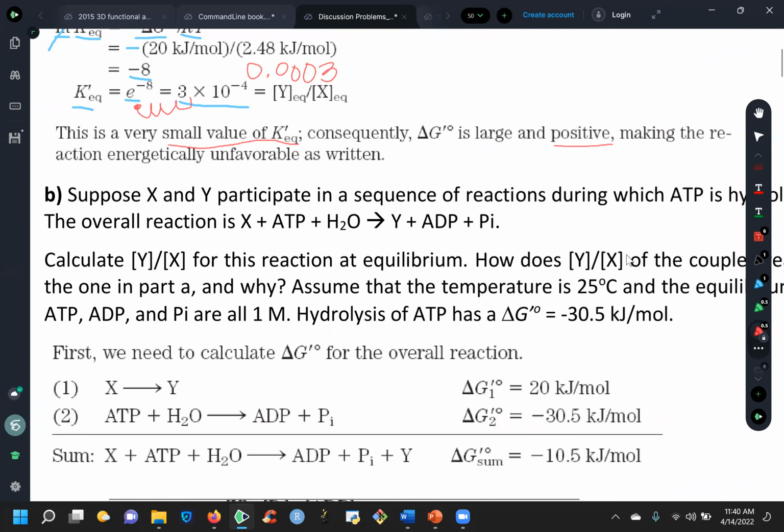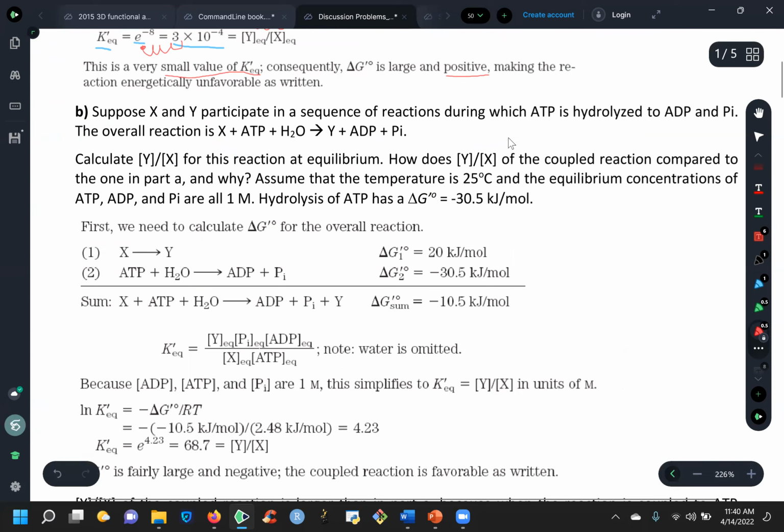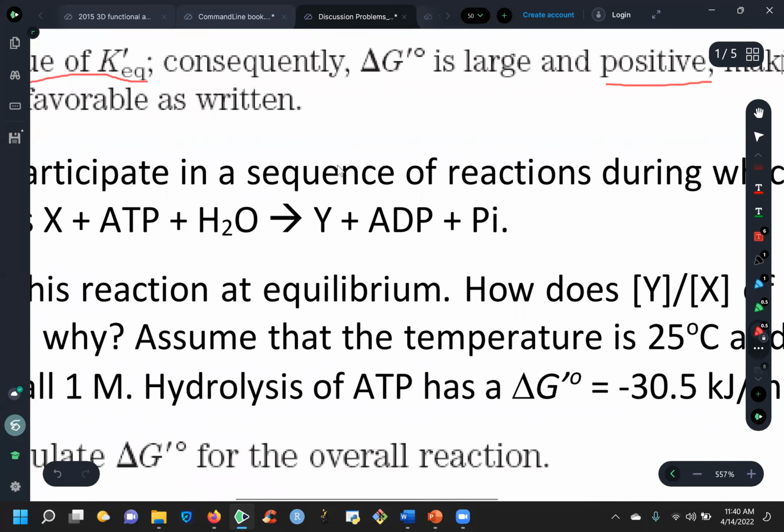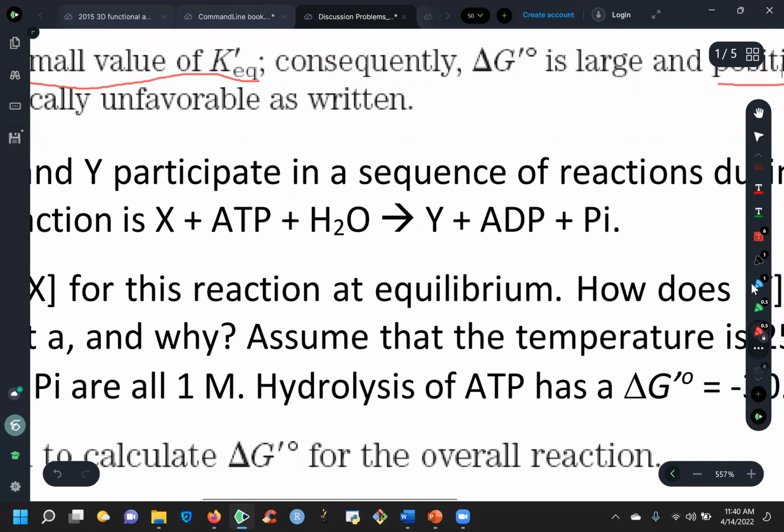So now we're actually going to couple mathematically. So suppose X and Y in a sequence of reactions during which ATP is hydrolyzed to ADP and phosphate. The overall reaction is X plus ATP. Okay, this is what we have to pay attention to. They are going to be giving you something like this on the exam, where it's X plus ATP plus water turns into Y plus ADP plus phosphate.